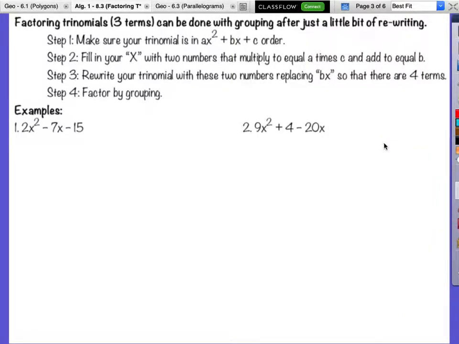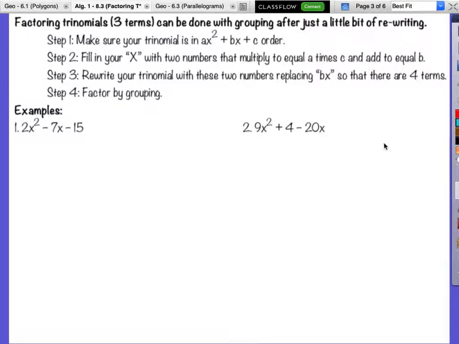So these were what we call trinomials, right? There's three terms there. And we had them in our standard form. So we're gonna learn a way to factor these. Okay, it's kind of like a puzzle. We can do it with grouping, but we have to rewrite it a bit. So we're gonna make it into grouping.